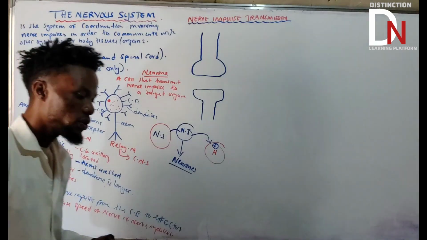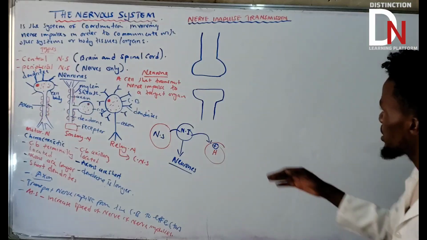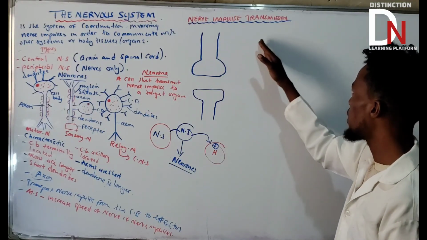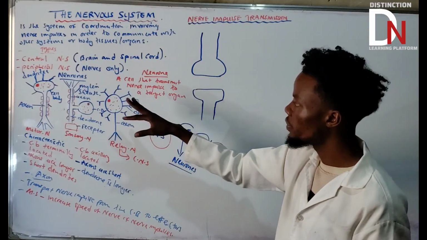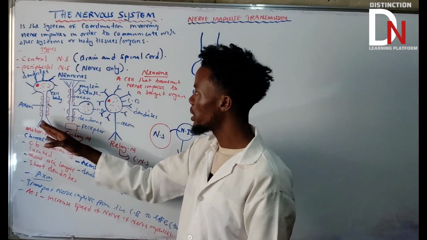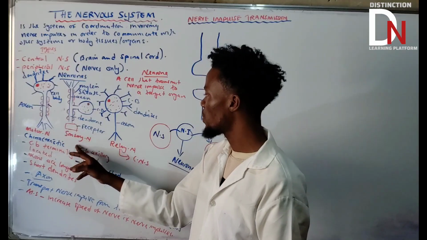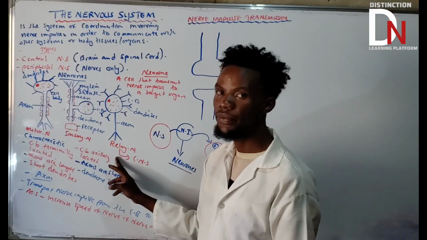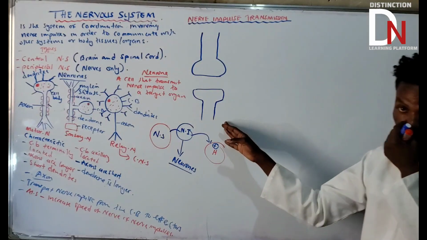Okay, now let us look at the last part, which is nerve impulse transmission. Since we've talked about the types of nerves, but we haven't talked about the function of the motor neuron, the function of the sensory neuron, the function of the relay neuron, we understand it here.